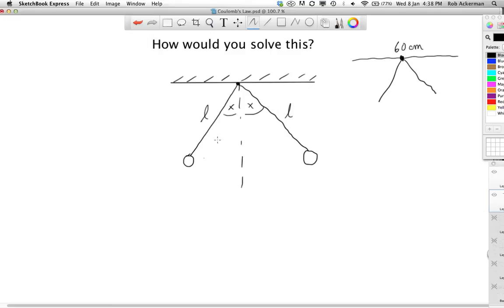Now, what they ask you is, if this is hanging at a certain angle, then can you tell me what is the charge on each object? And they give you the mass of both of those. I think they say they're identical, and that's why they hang at equal angles.